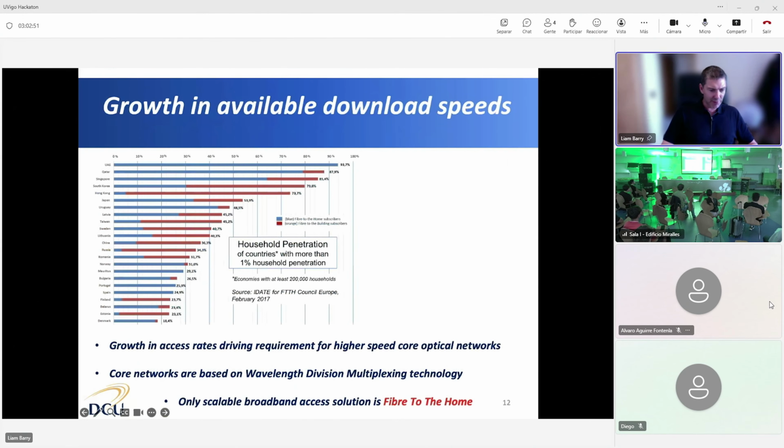I don't know if I can actually put on a mark. Let me see if I can do this. I don't know, can you see a laser pointer?